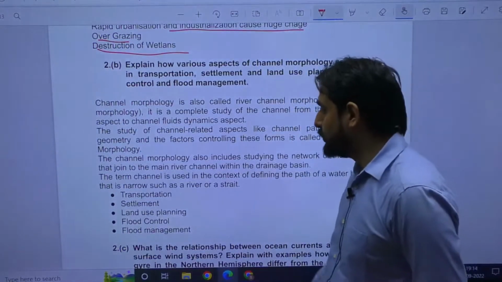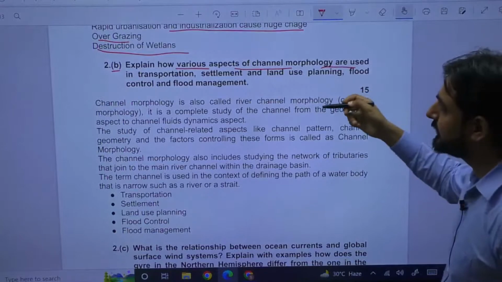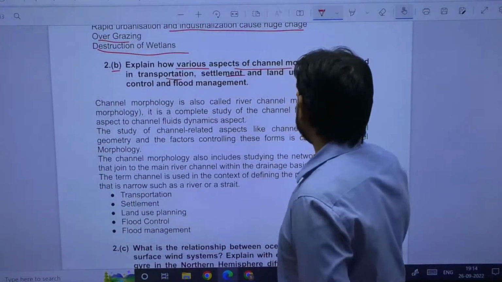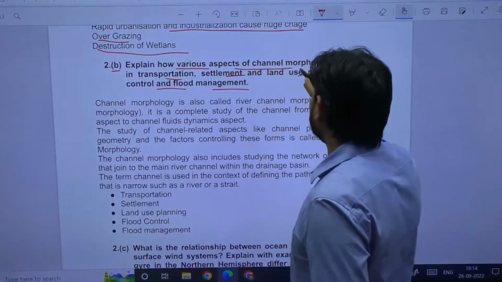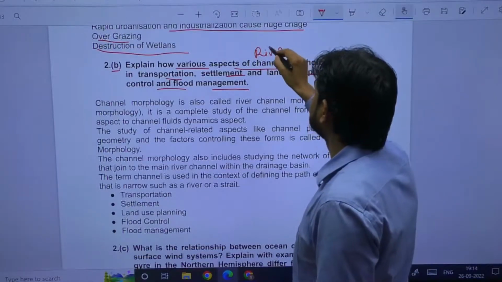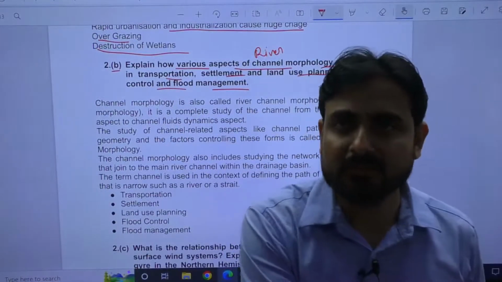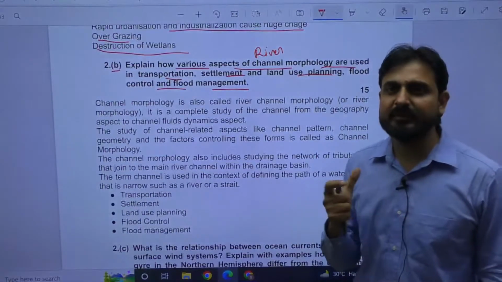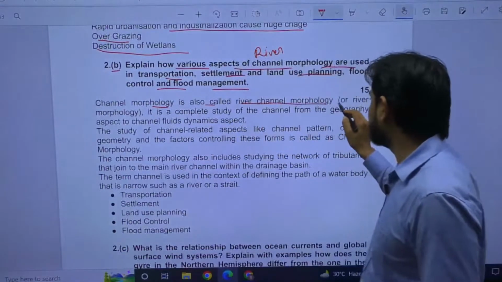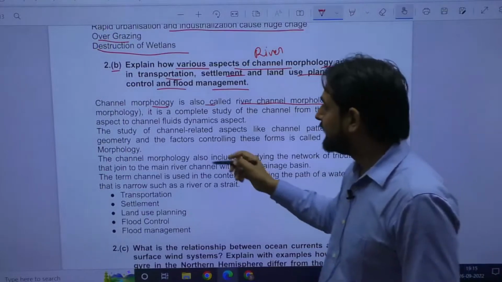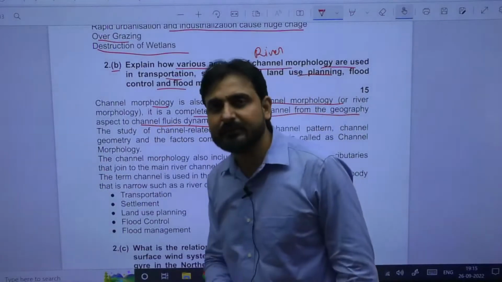Now, next question 2B. Explain how various aspects of the channel morphology are used in transportation, settlement, land use planning, flood control, flood management. So channel morphology, or we can say river morphology, are quite similar in nature. Morphology with respect to drainage pattern, with respect to the flow of the river, with respect to the management of the river. Okay, so channel morphology is called river channel morphology or river morphology.